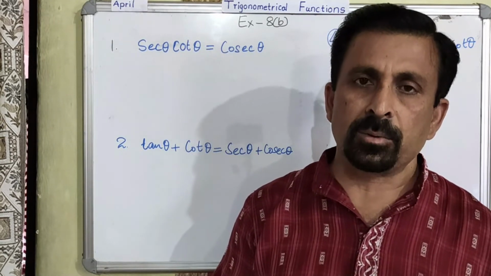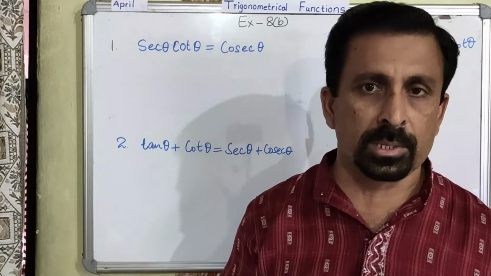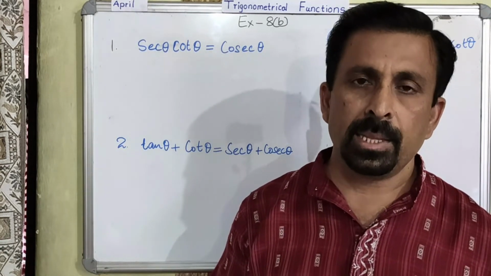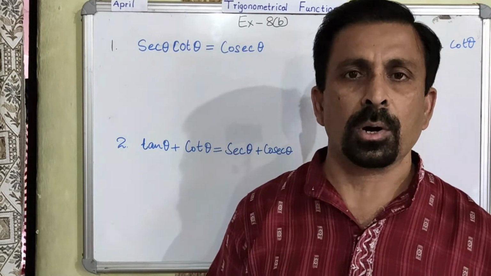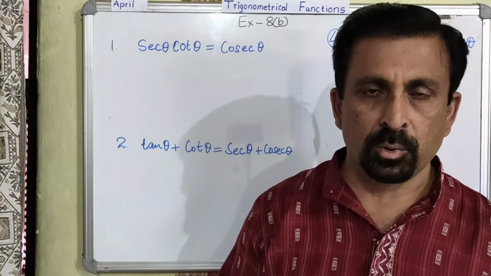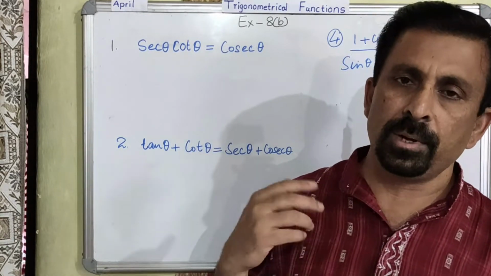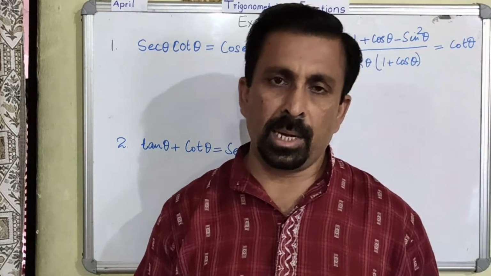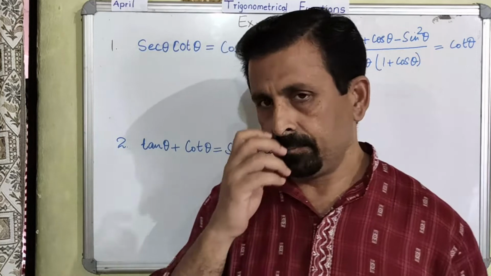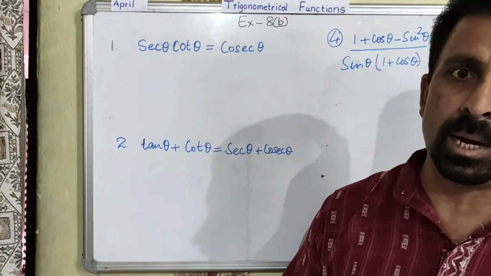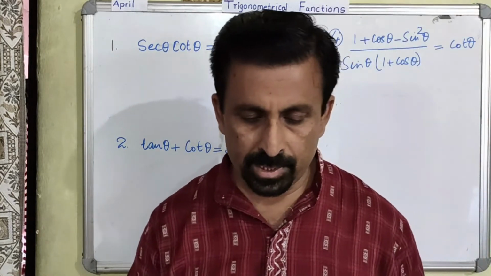And from this sec square theta is equal to 1 plus tan square theta, we derived another two trigonometrical identities. And then the last one was cosec square theta is equal to 1 plus cot square theta. And from this also we derived two more trigonometrical identities. So altogether now we have 9 trigonometrical identities, right?